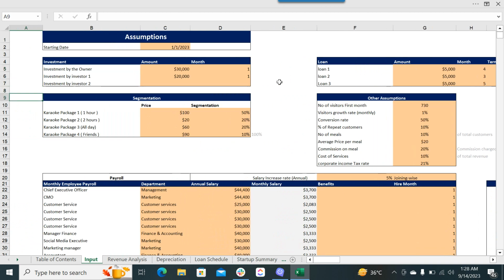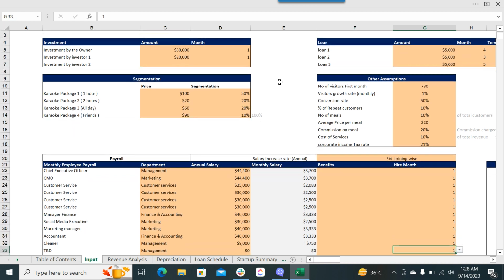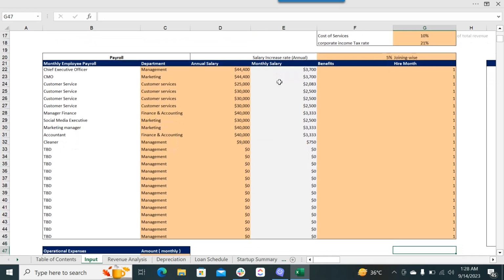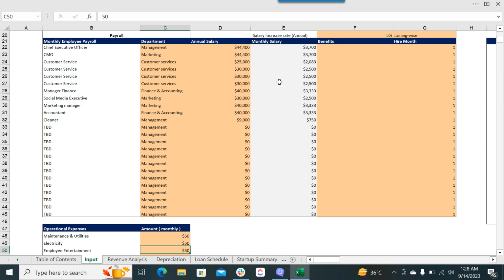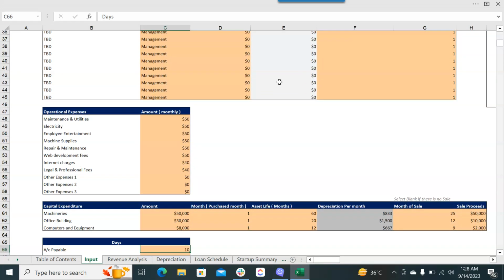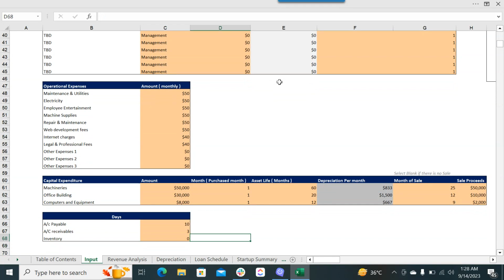Then we have the assumptions about the revenue, what segmentation we have, and about the visitors and all those things. Then we have the payroll assumptions, in which you can decide when you are hiring the person, how much you are going to pay them, and what will be the annual increase on it. Then we have the operational expenses, and then the capex. You can see if I'm changing the asset life here, this has changed to 600.